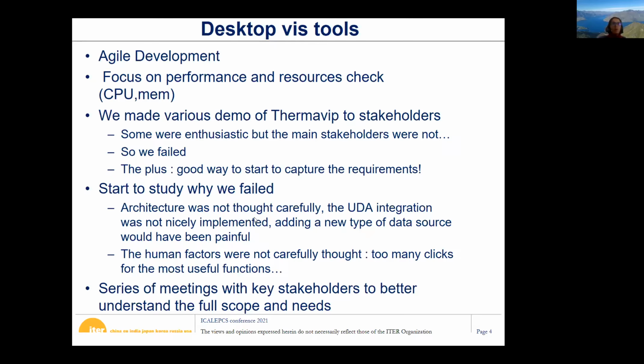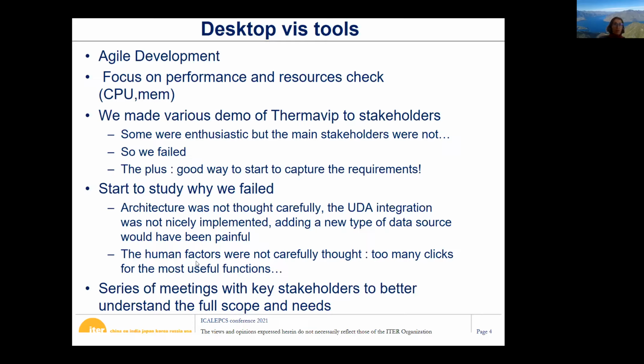So with this prototype, we started to study why we failed, and it turned out that the architecture was not really thought carefully. This is always the problem when you do agile development sometimes. The data access was not fully decoupled. It was fully integrated in the tool, and if you have to develop a plugin for another data source, it would have been a nightmare to maintain.